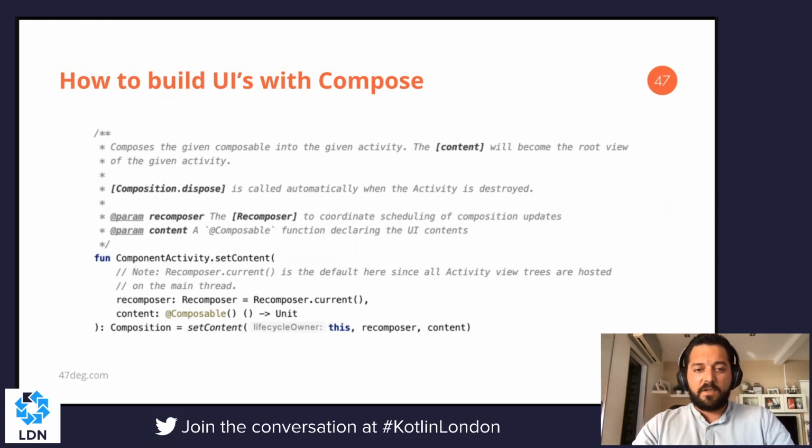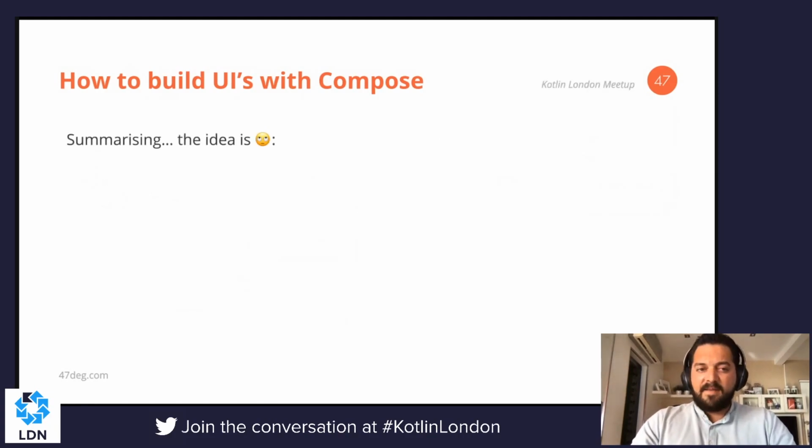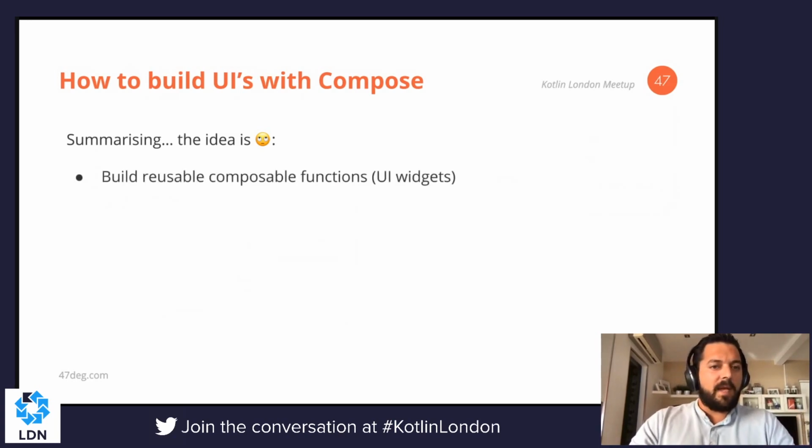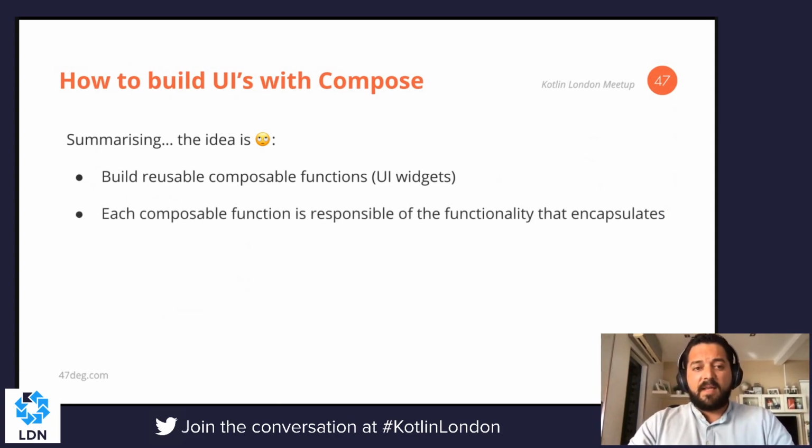So what is this function doing? As I said, whatever is in the lambda parameter will become the root of the given activity. But keep in mind that we are still depending on the activity lifecycle. Summarizing, the idea is then to build reusable composable functions, also called UI widgets. And keep in mind that each composable function is responsible for the functionality that it encapsulates. So for testing and so on, it's quite handy.